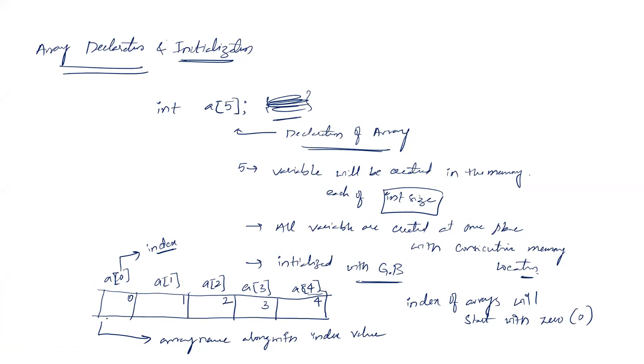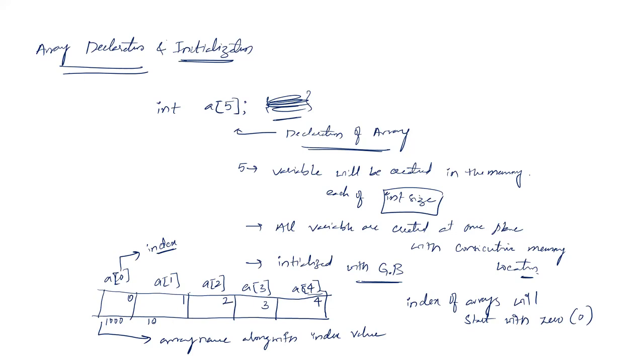And the address, if I'm writing, this will start with 1000. For simplicity, addresses would actually start with any hexadecimal value, but for easy understandability, I'm writing the address as 1000.